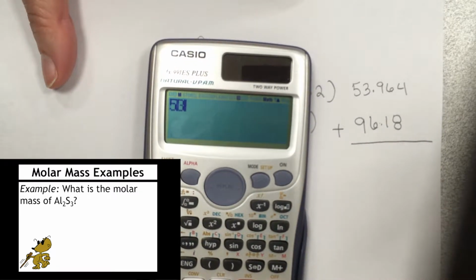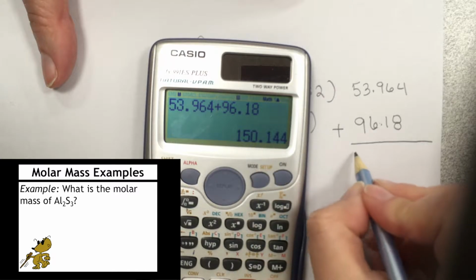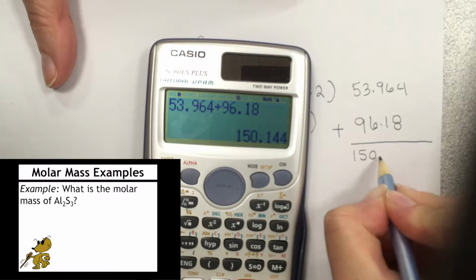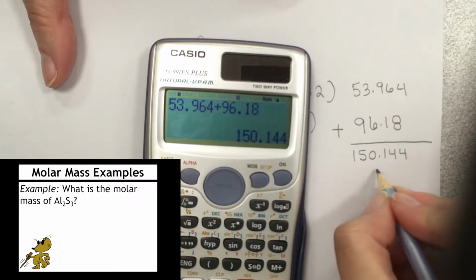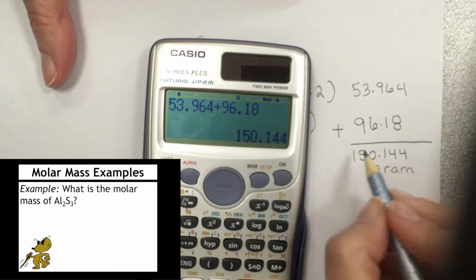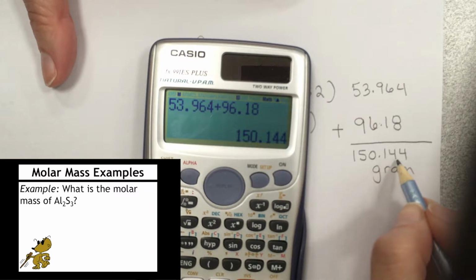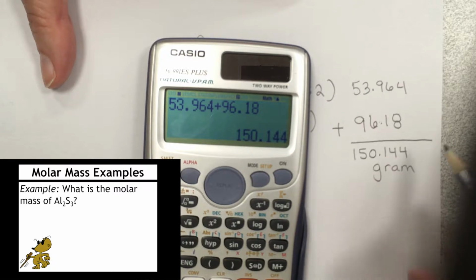So we're going to do 53.964 plus 96.18, and our answer is 150.144. And the units are grams since we are talking about molar mass. So 150.144. Now, we do need to take into consideration significant figures.